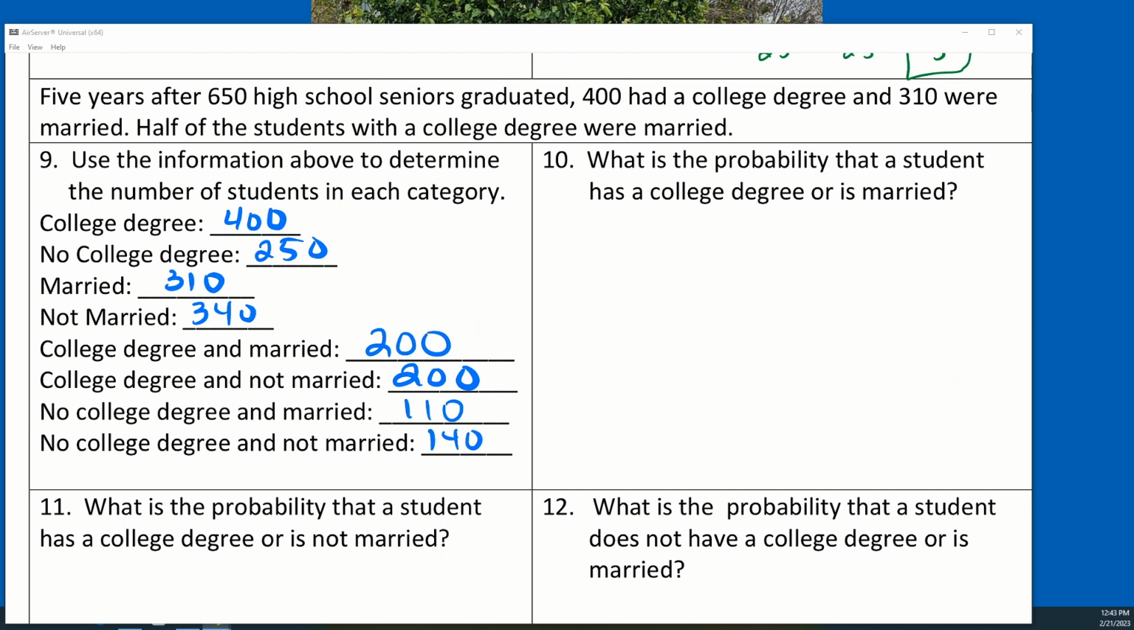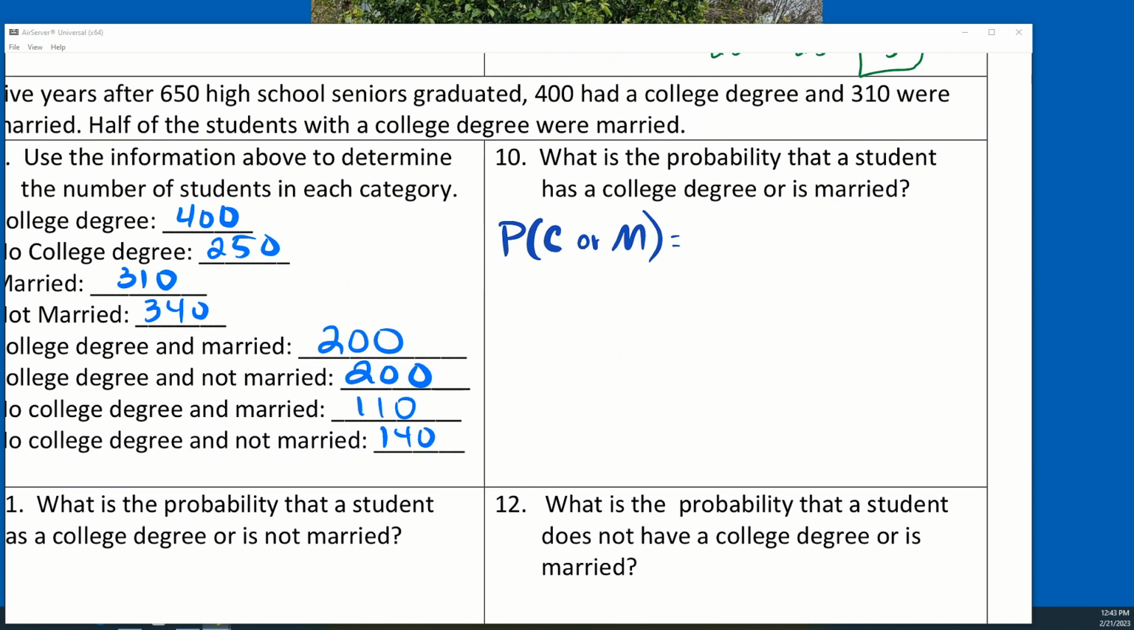Okay, so all of these last ones are going to be inclusive because you can have both of those things. You can have a college degree and be married. So we want the probability that a student has a college degree or is married. We'll put C for college or M for married. Because they can have both, we're going to do the probability of college plus the probability of marriage minus the probability of both college and marriage. That's C and M, that very last one, for college and marriage.